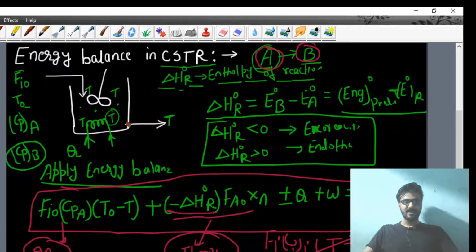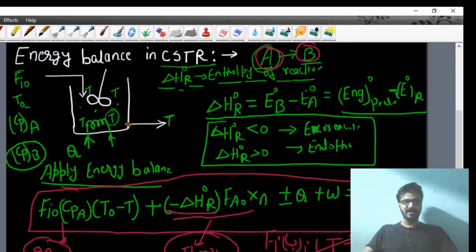Now you will think about this term Q. What is the value of Q? That you need to focus on. If you are supplying the energy, then you take the sign as plus. If you are extracting the energy, then you take the sign as minus. Now here I have written W.